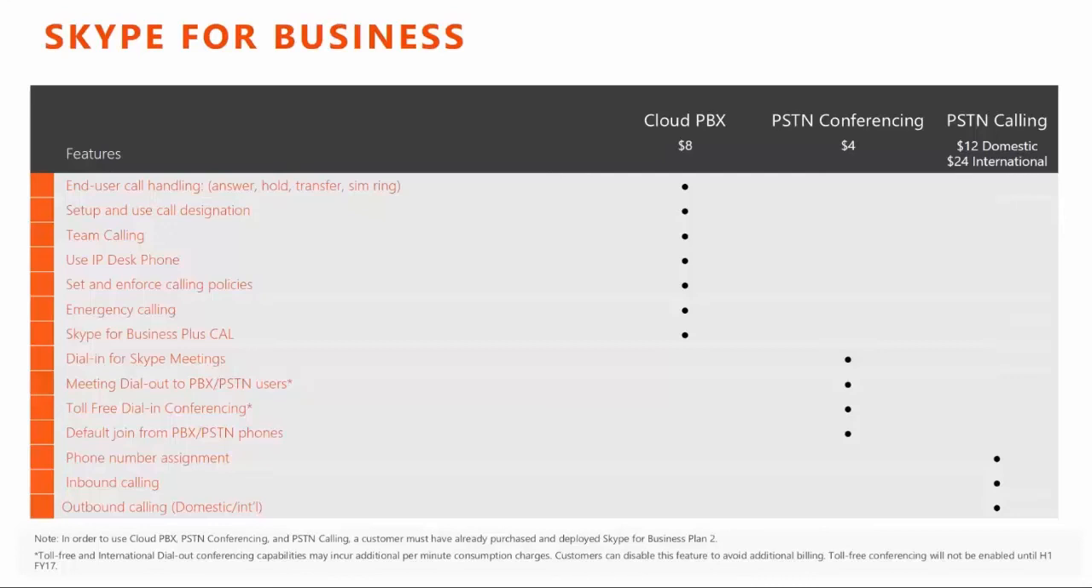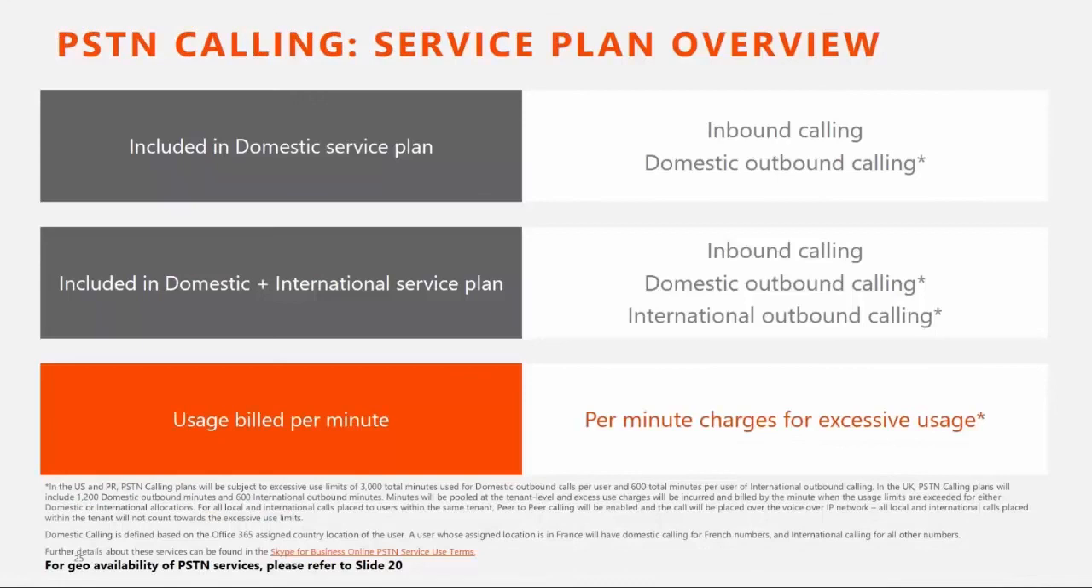Now we have two different plans with PSTN calling. You have the domestic calling plan and you have the international calling plan. Now, domestic, it includes 3,000 minutes domestically calling out. They are pooled at the tenant level, which means that if I have 10 users, all with a domestic calling license, I get a total of 30,000 minutes they can use as they see fit, as long as they have a calling plan.